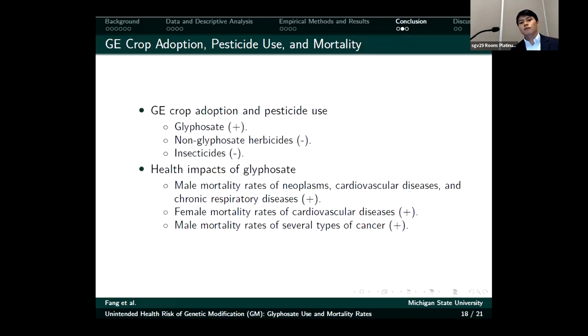So basically our conclusion is that, first, genetic engineering crop adoption increased the use of glyphosate, but decreased the use of non-glyphosate herbicide and is associated with decreasing use of insecticides, as a result from our first stage IV estimation. Regarding the health impact of glyphosate, we found that male mortality rates of neoplasms, different types of cancer, cardiovascular diseases, as well as chronic respiratory diseases are significantly associated with glyphosate use. And the female mortality rate of cardiovascular disease is also associated with glyphosate use.